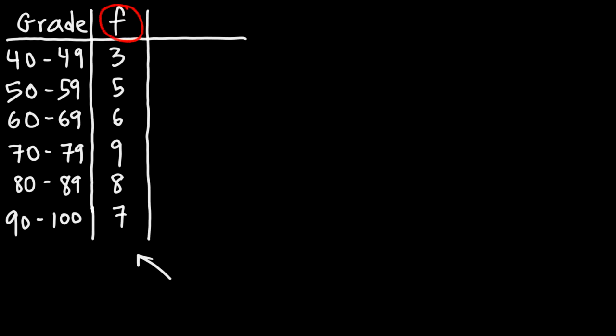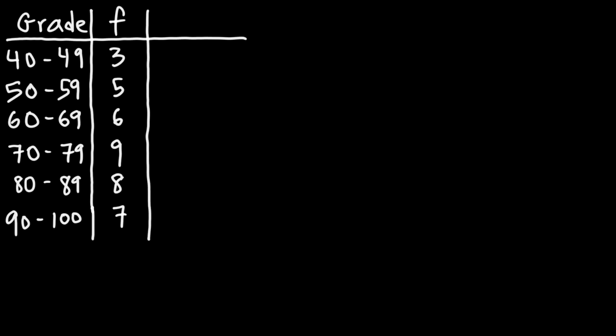The second column contains the frequency. So this tells us the number of students who scored in this range. For instance, there are 6 students who got a D on the exam, 8 students who had a score between 80 and 89. So with this data, how can we calculate the average test score of the students in this class?